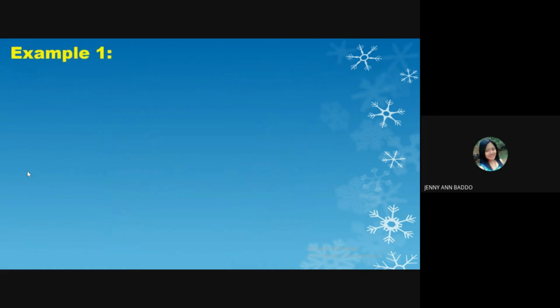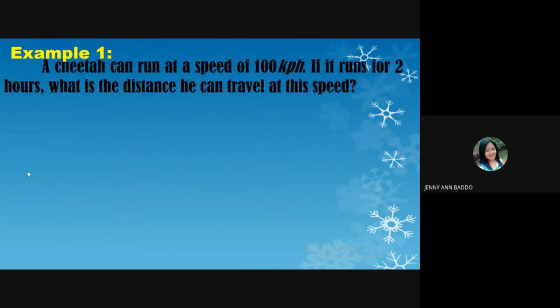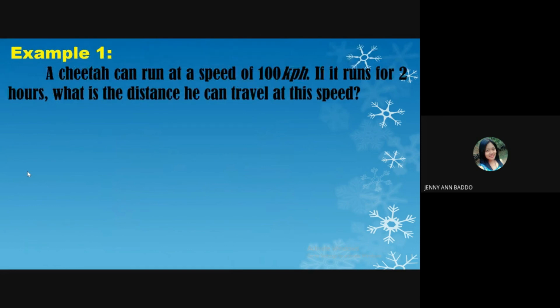Let's have examples. First, a cheetah can run at the speed of 100 kilometers per hour. If it runs for 2 hours, what is the distance he can travel at this speed? So using the formula, but before that, we have to identify first the given. We must complete the DRT.